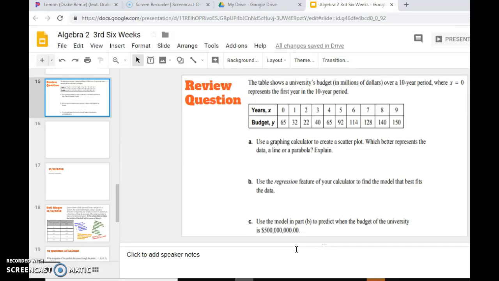So it says, use the model in part B to predict when the budget of the university is going to be $500,000. So we want to know when this will happen. And since we need to know when, that sounds like time. What year? So we're trying to figure out what X is going to be when Y is 500,000. That's 500 million.